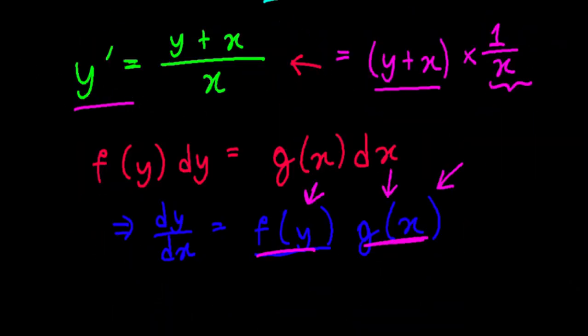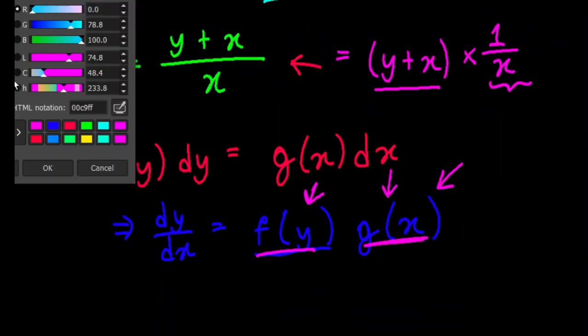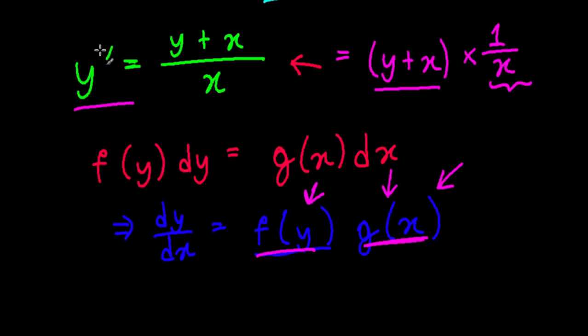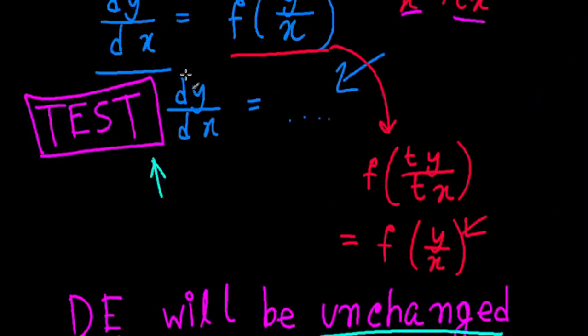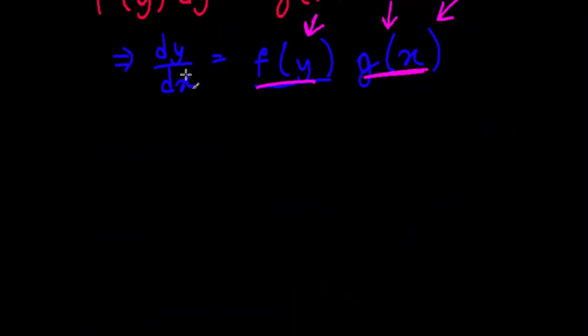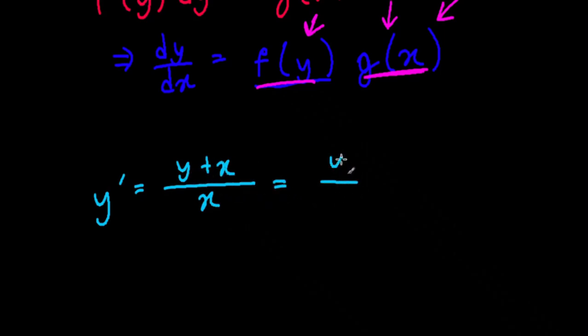This is not separable. However, if we just eyeball this problem, it should appear familiar from what we did in the last video. So let's try to manipulate this a bit. We have y prime equals y plus x divided by x. Let's just separate this fraction a bit. So we have y by x plus x by x, which is basically 1, and so this is basically a first order homogeneous equation. Why?